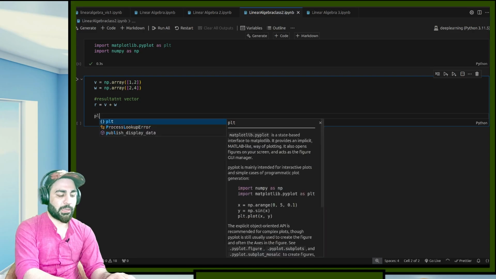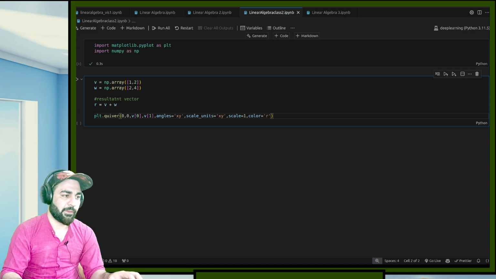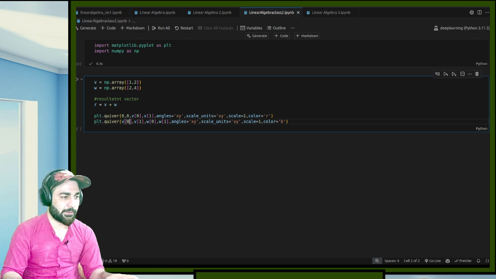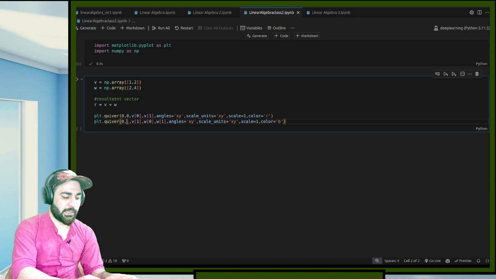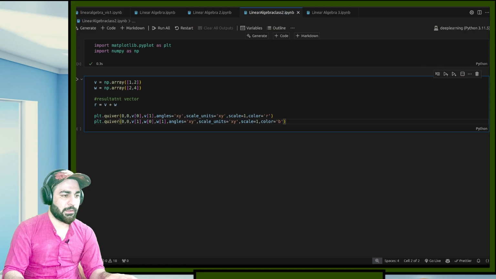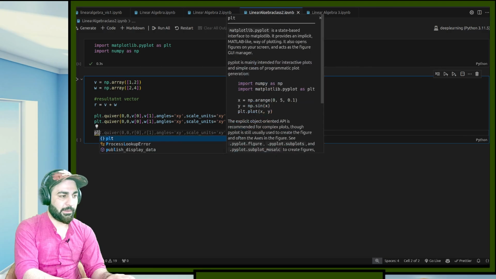Now if I want to plot it, plt dot, I'll plot them. This is the first vector, v vector, and then I'll plot the w vector. Let us start it from 0, 0. I want to show it and then we'll move it. This is w0 and w1. Now if I want to plot it, I'll say plt dot show.